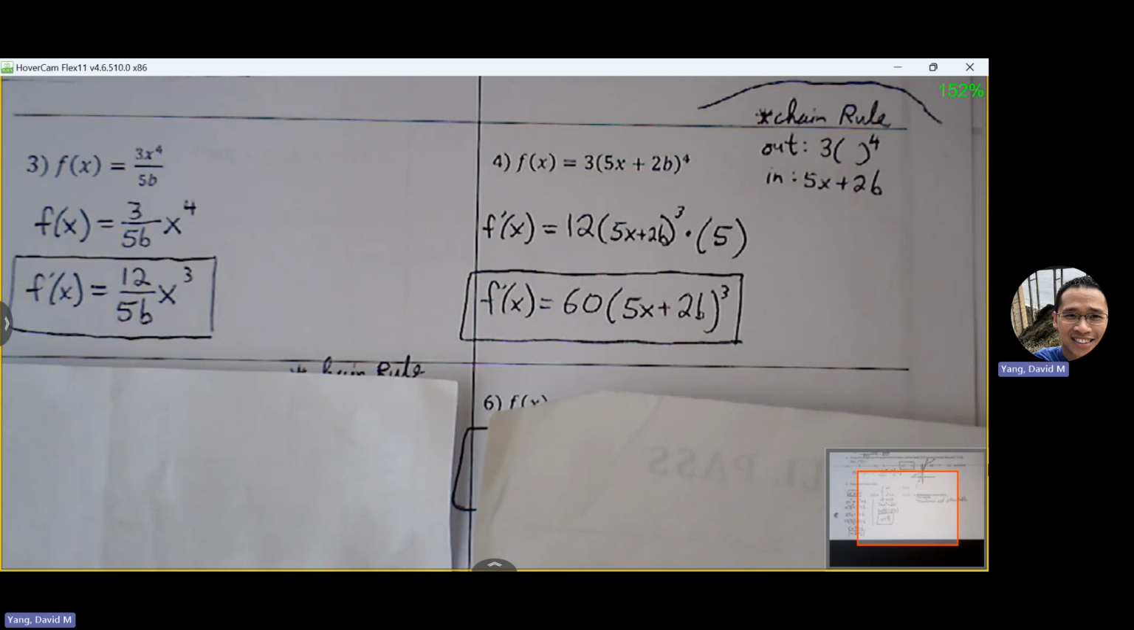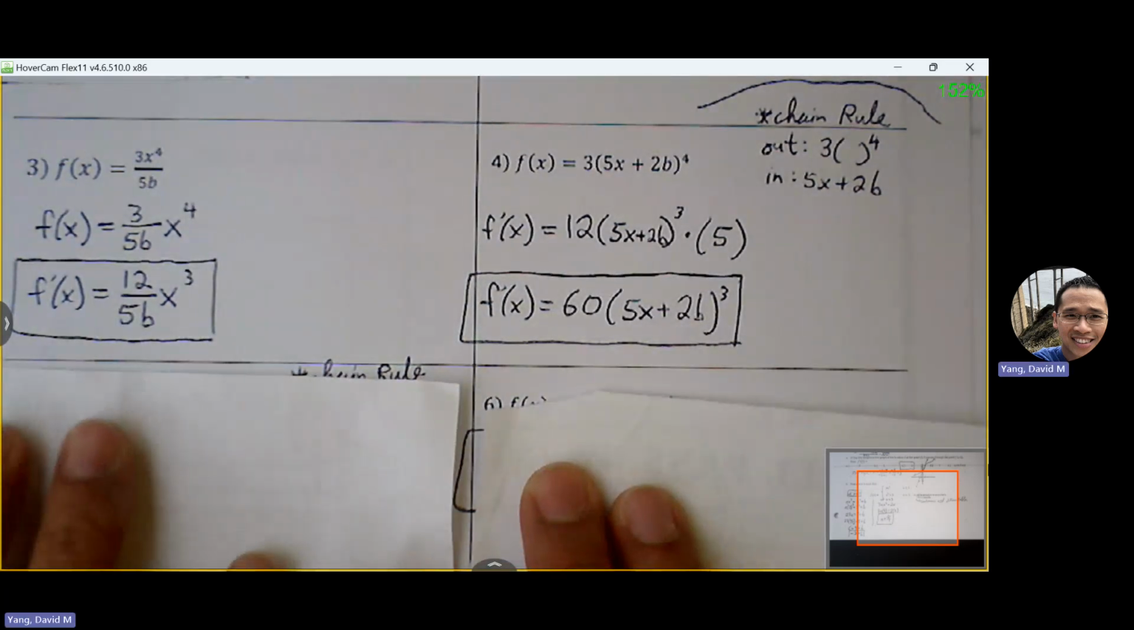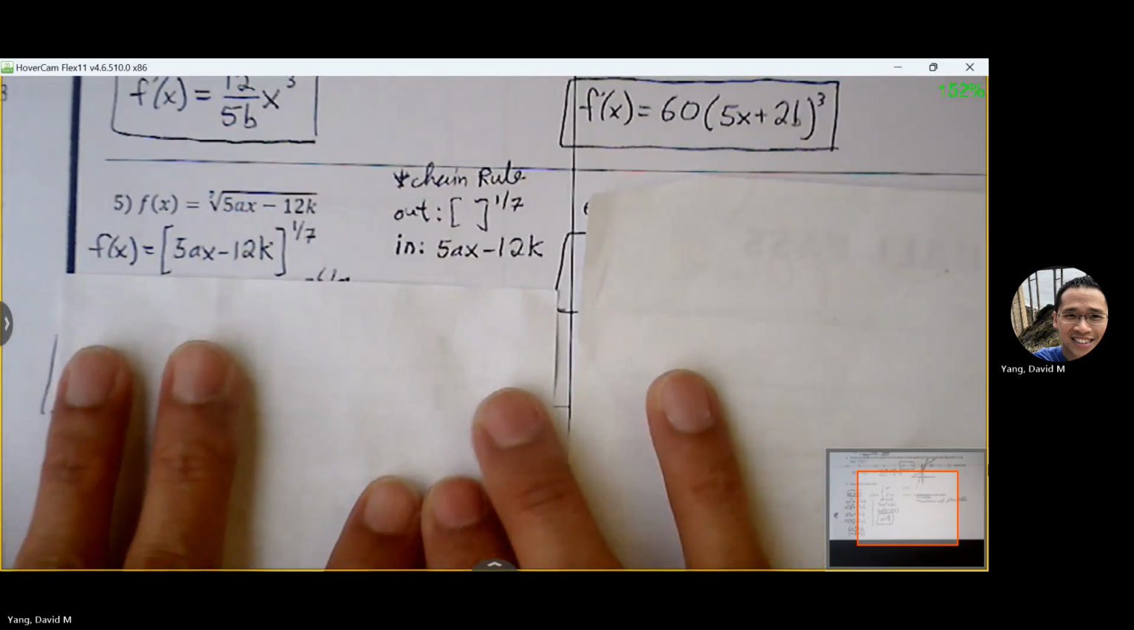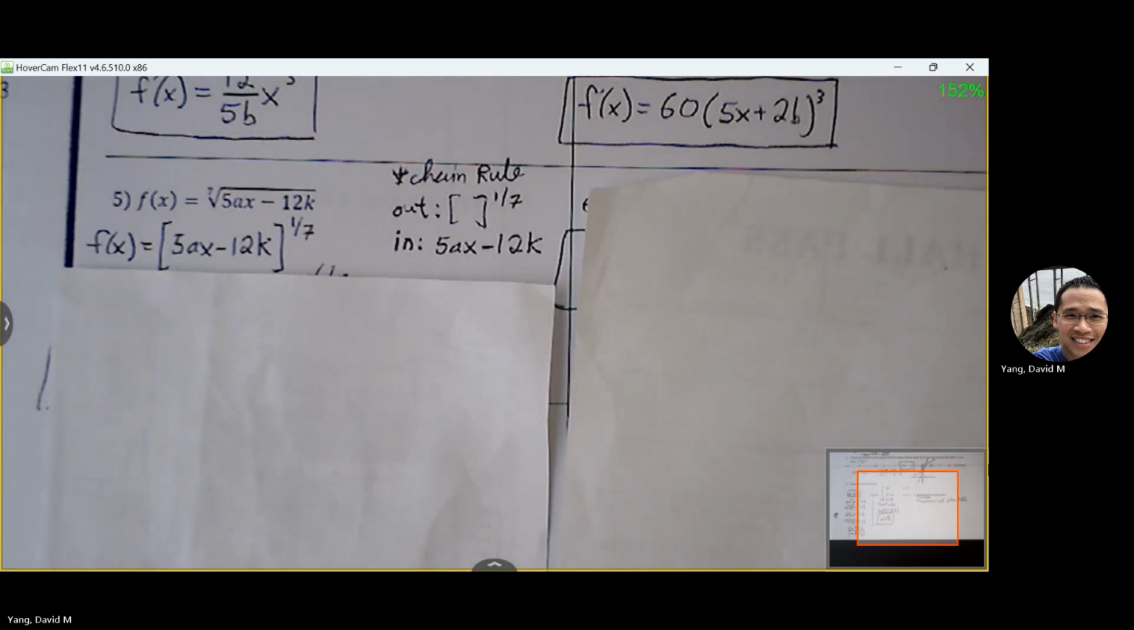Okay, number 5, we also have to use chain rule. You see that chain rule is required for number 5, but we want to rewrite it first. Let's get the parentheses to show up. We can rewrite that radical as parentheses raised to the 1 over 7. So do the outside's portion first. That's power rule. For the inside's portion, you can go through power rule, but just watch out for those constants.